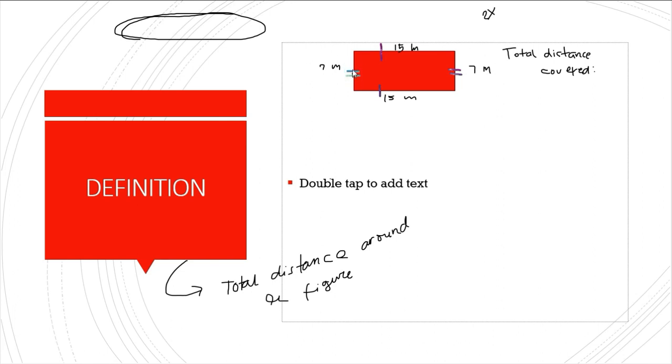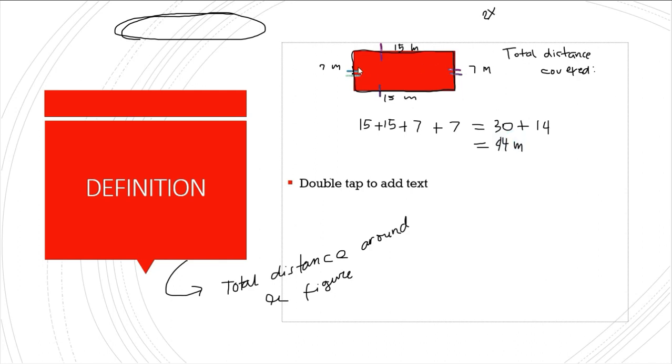And if you started at this point and then went around the sides of the field, we're actually talking about perimeter. To find the perimeter of this rectangle, we simply add the dimensions. So we say 15 plus 15 plus 7 plus 7. We know that 15 plus 15 is 30, and 7 plus 7 is 14. Therefore, the total perimeter of the field is 44 meters.